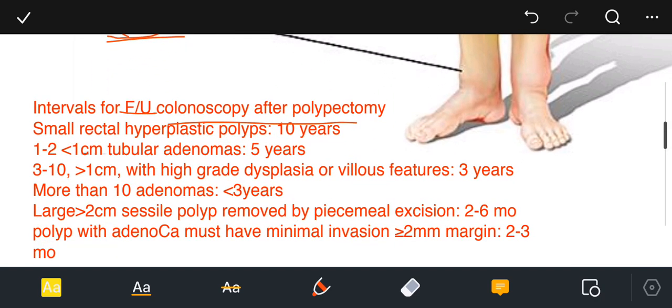Intervals of follow-up colonoscopy after polypectomy: small rectal hyperplastic polyps, 10 years. Then 1 to 2 tubular adenomas less than 1 centimeter, it is 5 years. 3 to 10 adenomas, or more than 1 centimeter with high grade dysplasia or villous features, it is 3 years. More than 10 adenomas, it must be done in less than 3 years. Larger sessile polyps, more than 2 centimeters, removed by piecemeal, within 2 to 6 months.